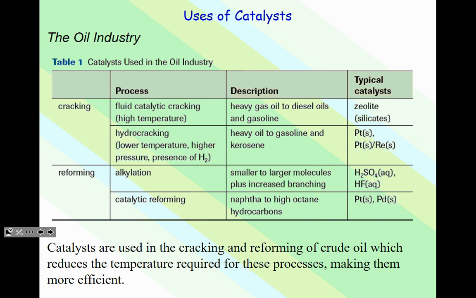Catalysts are used in the cracking and reforming of crude oil, which reduces the temperature required for these processes, making them more efficient. And reducing the temperature is really important because when you're messing around with temperature in nature, it really messes up, especially when you're dealing with water. It messes up the dissolved oxygen in the water, and it really actually kills a lot of aquatic life.